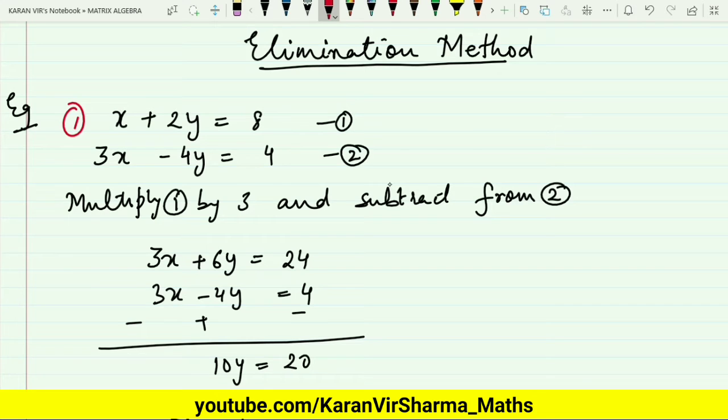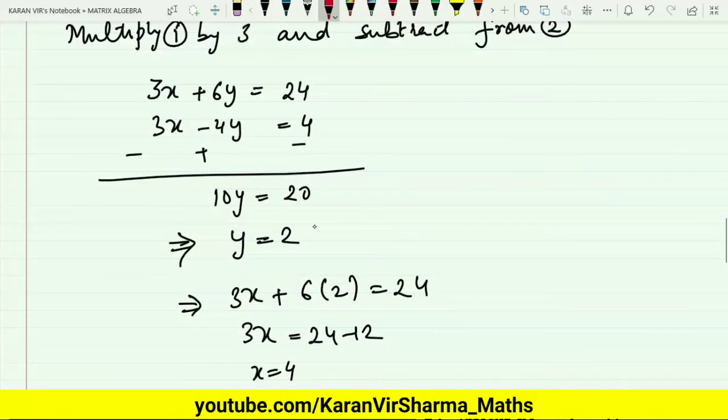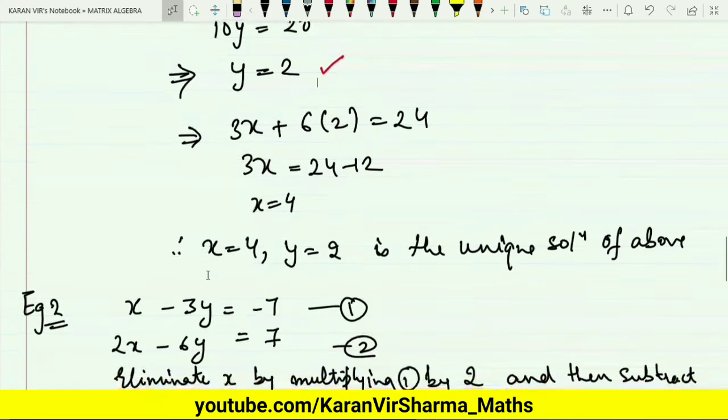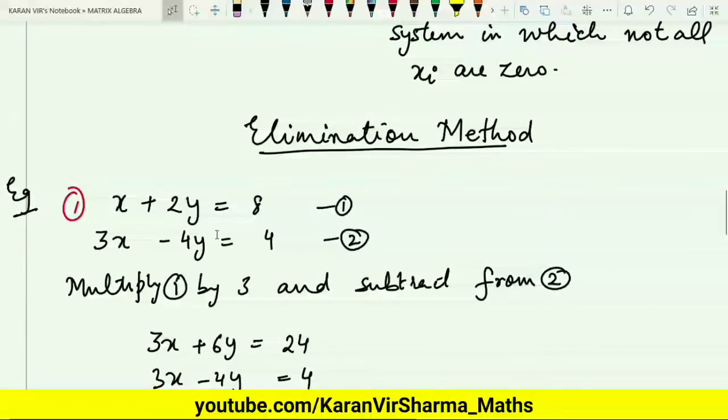that is, if I multiply the first equation by 3, it becomes 3x plus 6y equals 24. Now if you subtract this from the second equation, that is 3x minus 4y equals 4, on subtraction you will get 10y equals 20, which implies y equals 2. Now substitute y in either of the above equations to get the value of x, and you will get x equal to 4. So x equals 4 and y equals 2. It is the unique solution of the above system of linear equations.